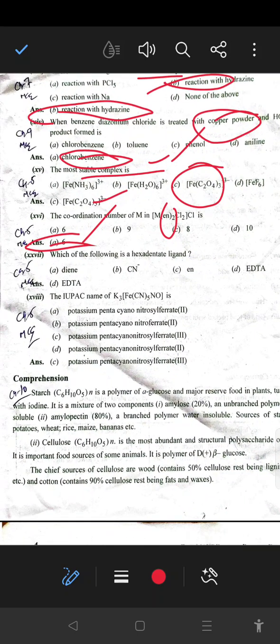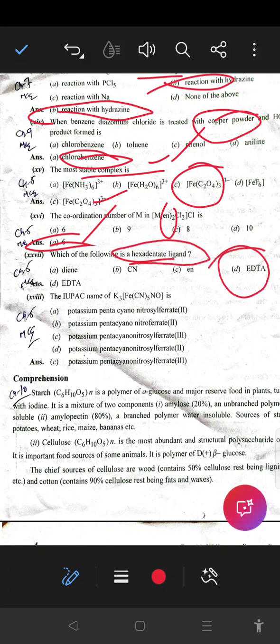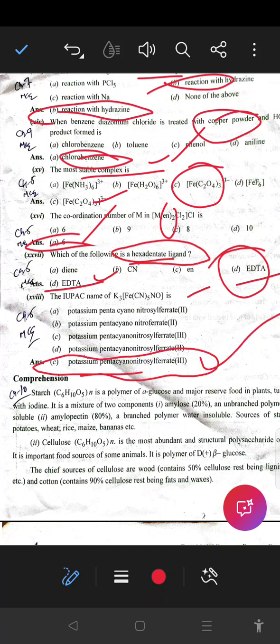Next question: which of the following is a hexadentate ligand? Ethylene diamine tetraacetate, EDTA, is a hexadentate ligand. Next, the IUPAC name of K3[Fe(CN)5NO] is potassium pentacyanonitrosylferrate(III). So option C is the right answer for this IUPAC name.